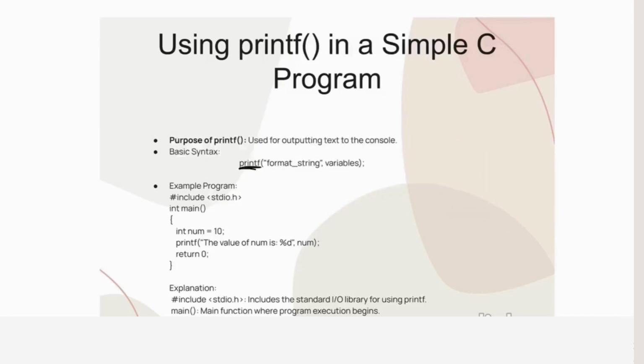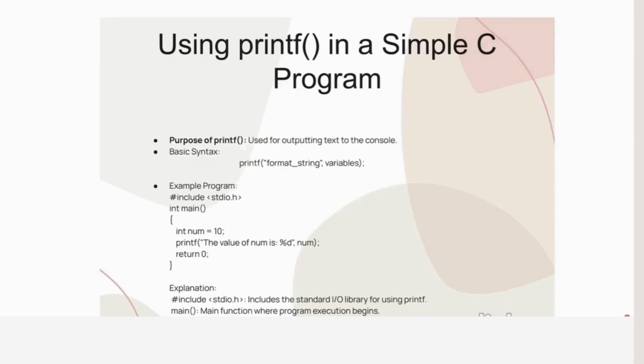So the syntax of printf says printf, all small letters, in parentheses. So this is a pair of parentheses. In double quotes, you specify the text which you want to print, then you give comma and variables if you are printing the value of variables. Let us see an example here.